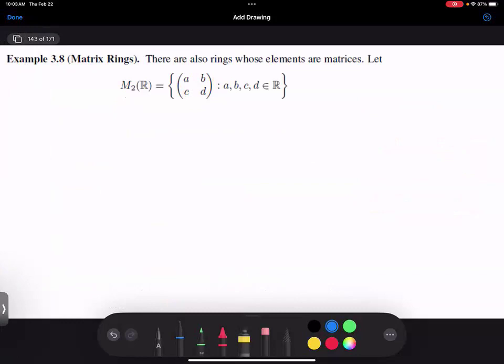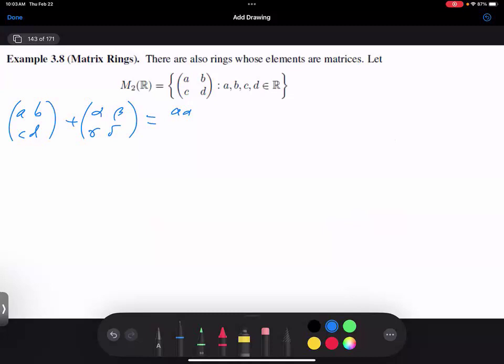All right, so the first is just doing some more examples. So a nice example is matrix rings. So we have, in this case, a, b, c, and d are real numbers, and we look at the set of 2 by 2 matrices. That's what the subscript 2 means, whose entries are real. And so how would you add 2 matrices? So if you have a, b, c, d, and you have alpha, beta, gamma, delta, how would you add them? Yeah, just add them component-wise.